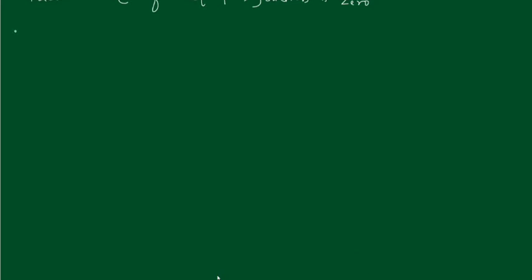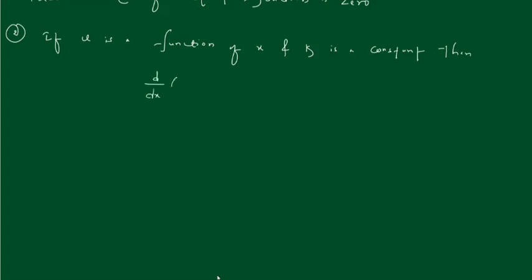Next, second one, if u is a function of x and k is a constant, then d by dx of ku is equal to k into du by dx, right?